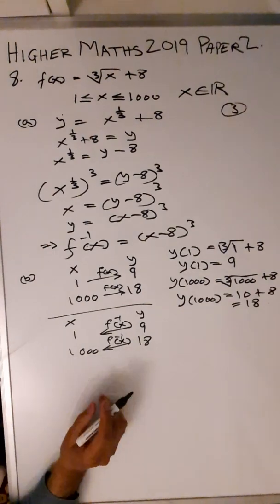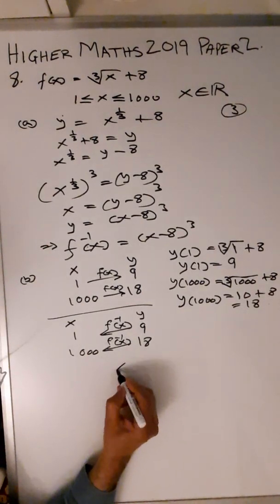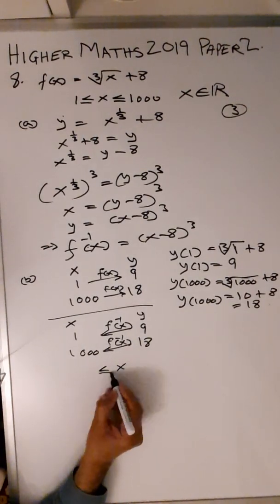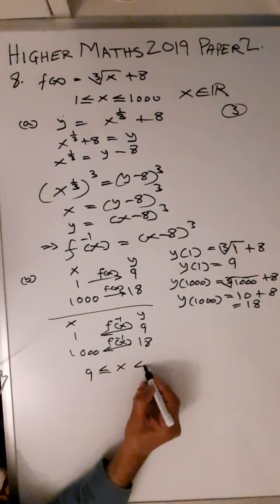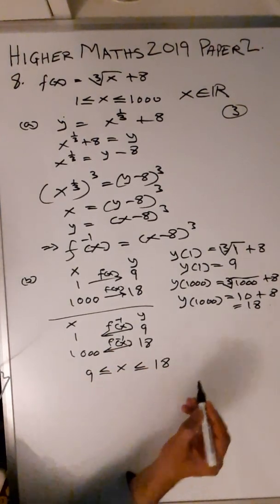So the domain of the inverse function is x greater than or equal to 9 and less than or equal to 18. This is for 1 mark.